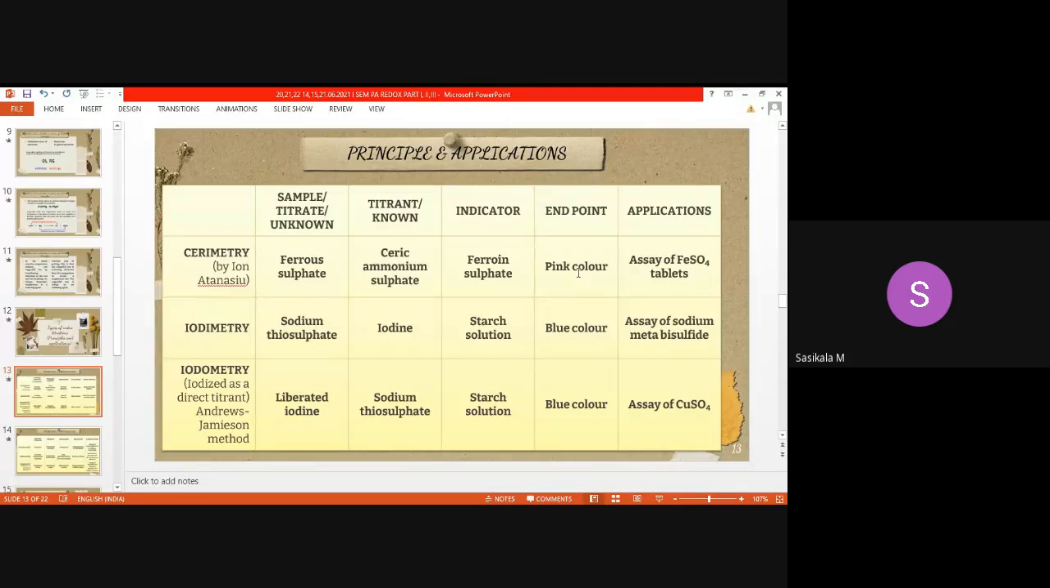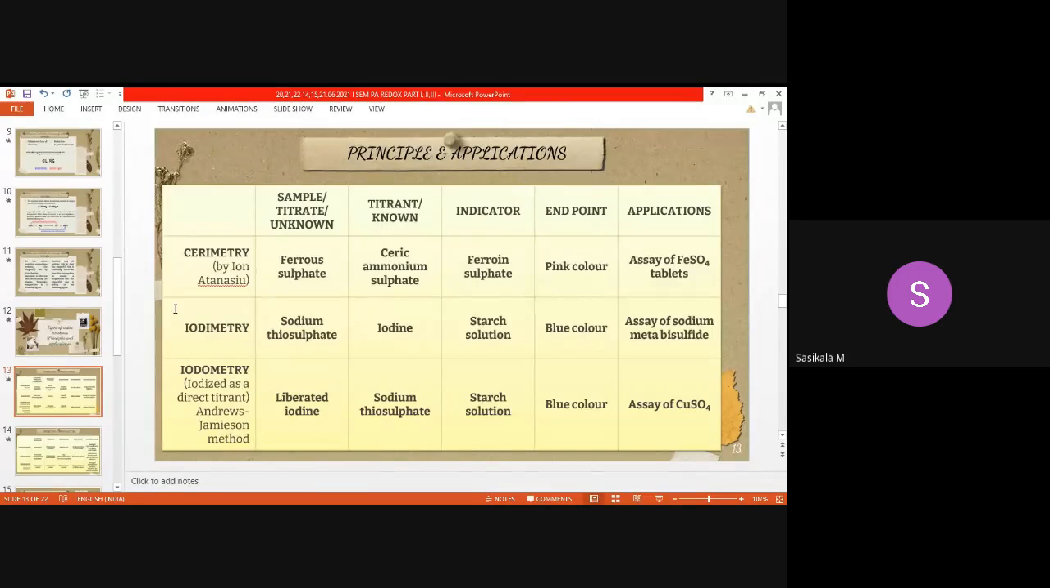So the end point will be pink color, the indicator is ferroin sulfate, and ferrous sulfate is analyzed by cerimetry. For these chemical reactions, kindly get them from the notes available. In the classroom I have already posted them. You can read and get the notes.